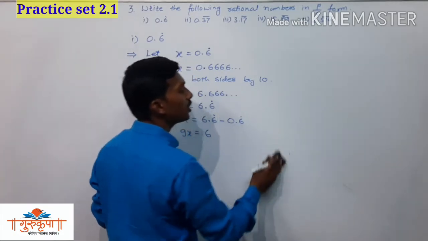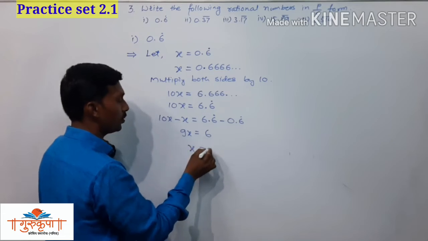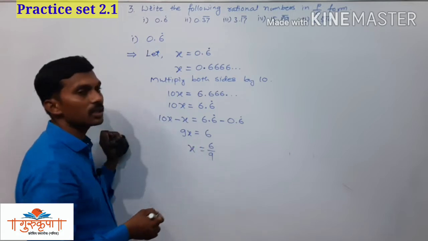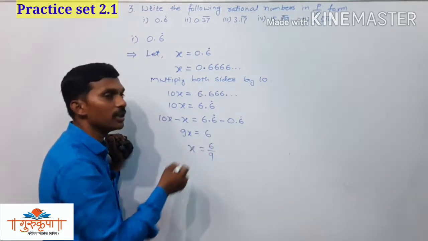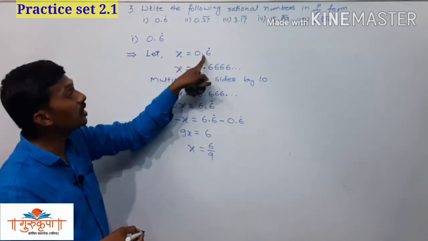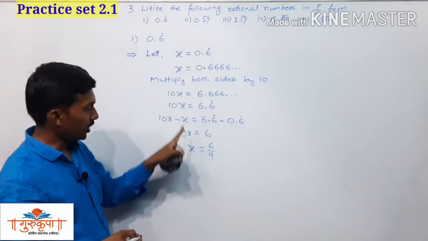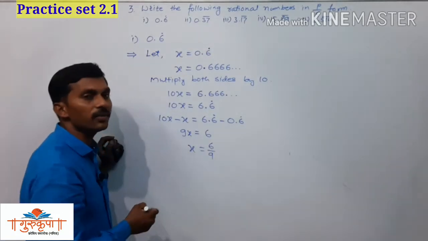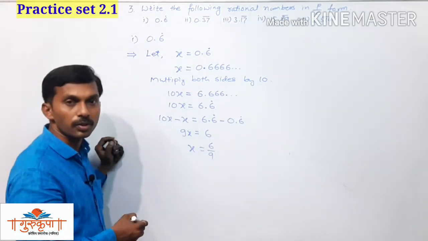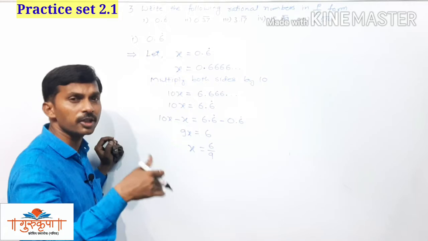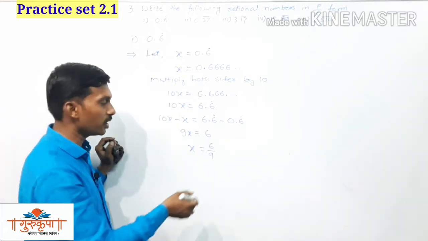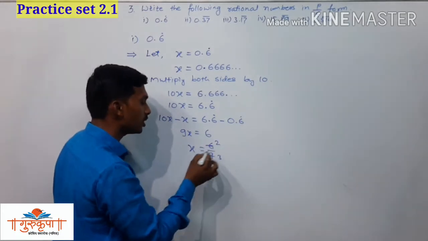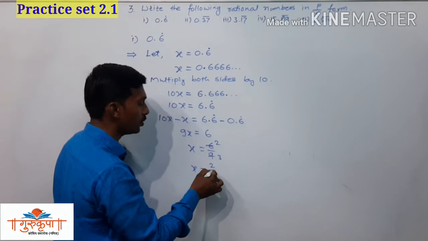9x is equal to 6, and here we have x is equal to 6 upon 9. That is what we need, the p upon q form. Here x was in the decimal form and now x is in the p upon q form, but both the numerator and denominator are divisible by 3. Since the ratio is always written in the simplest form, we divide both the numerator and denominator by 3: 3 2s are 6, 3 3s are 9, and we have x is equal to 2 upon 3.